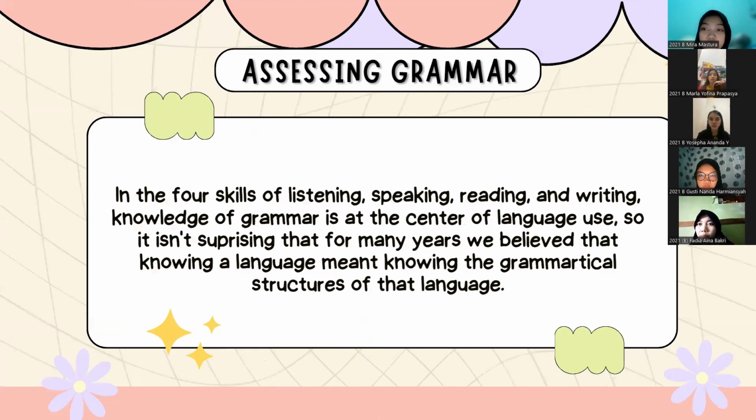In the 4 skills of listening, speaking, reading, and writing, knowledge of grammar is at the center of language use. So it isn't surprising that for many years we believed that knowing a language meant knowing the grammatical structures of that language.